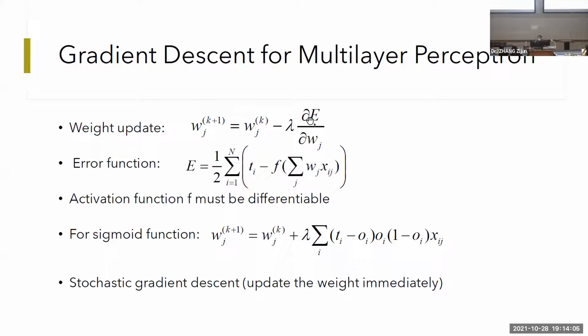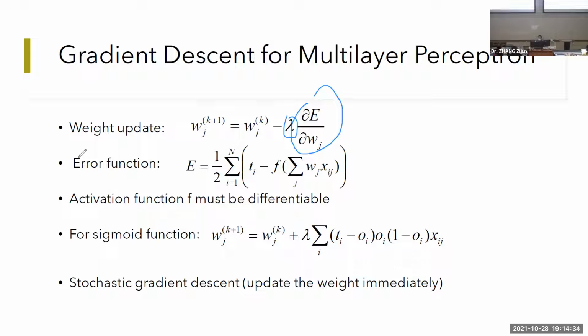How is the gradient computed? The gradient is here, okay? So the gradient is computed based on the loss, taking the derivative according to each of the weights you want to update, okay? And multiply by the learning rate lambda, okay? So all the weights across the network should be computed like this.